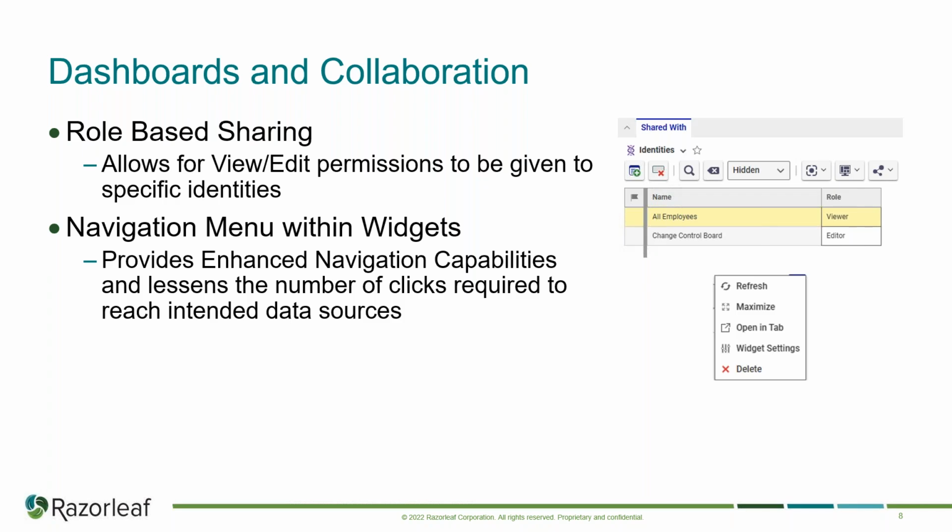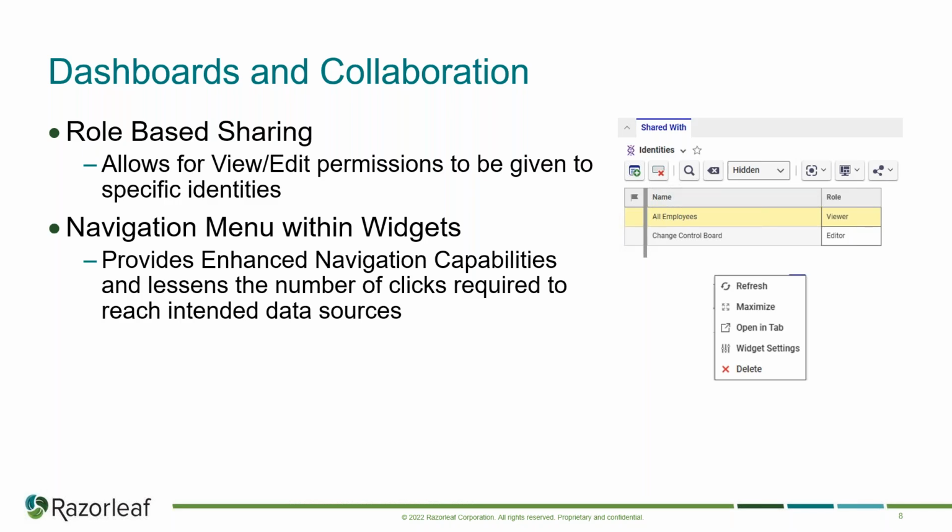Following that, we also have a new navigation menu within widgets. So we got some enhanced navigation capabilities. It's going to lessen the number of clicks required to reach whatever data source you want. So for example, if we have a grid widget that's showing me a list of all of our parts or a specific in-basket task, I could go to the new navigation menu, select open in tab, and get right to the in-basket. While in the past, we could access those individual items displayed in the widget.